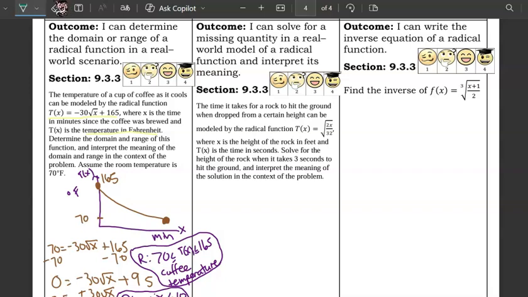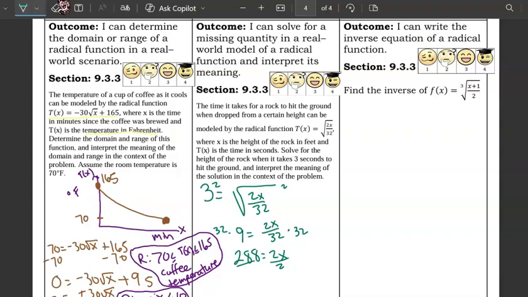Let's set up this equation right here. It says that t(x) is the time in seconds, so we're going to replace t(x) with 3. And we're going to solve for the x. Let's start by squaring each side. 9 equals 2x over 32. Multiply each side by 32. You get 288 equals 2x. Divide each side by 2. You get 144 equals x.